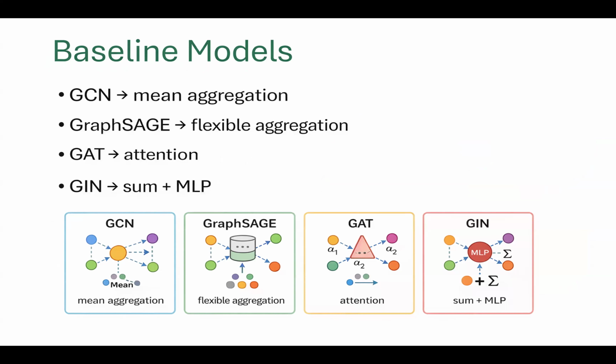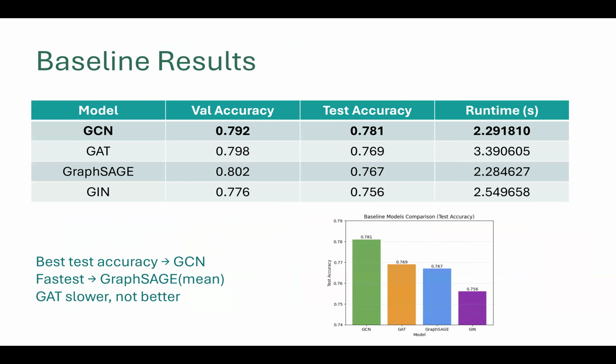I evaluated four common GNN models. GCN uses normalized averaging of neighbors, and GraphSAGE allows a flexible aggregation like mean, sum, and max. Graph attention networks introduce attention to weigh neighbors differently, and GIN uses sum aggregation followed by a neural network. So these models represent a range from simple to more expressive aggregation mechanisms.